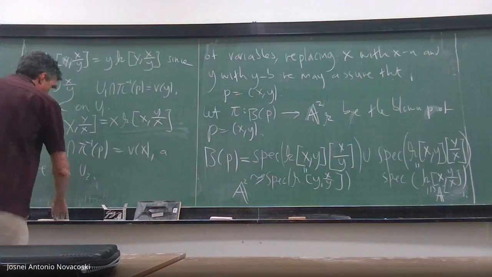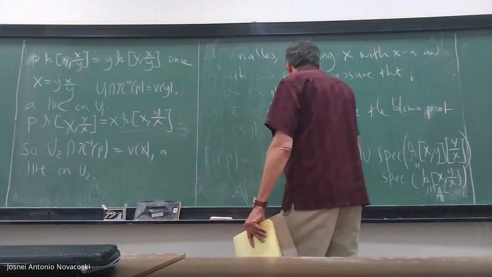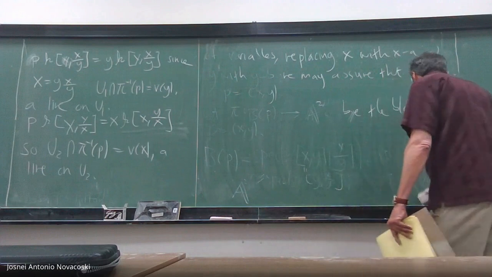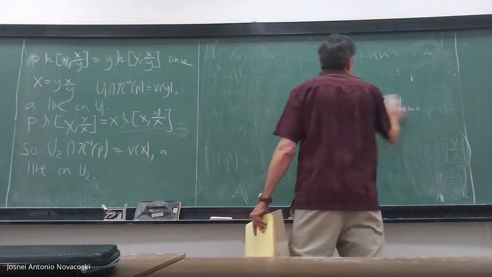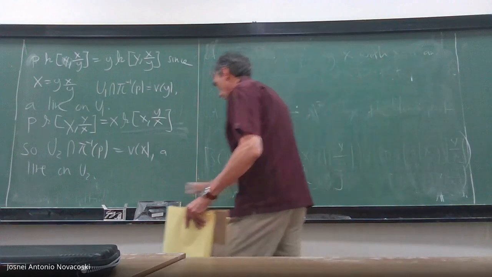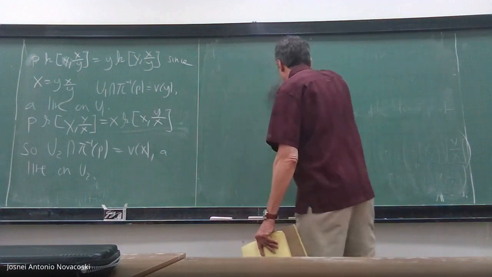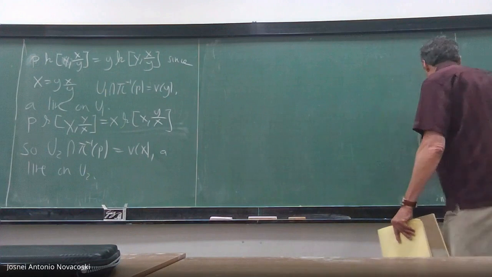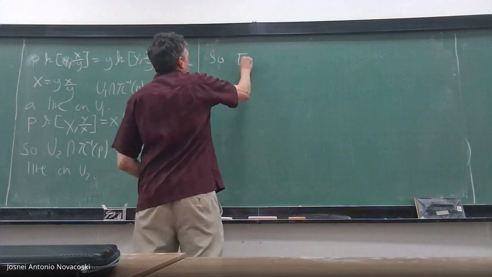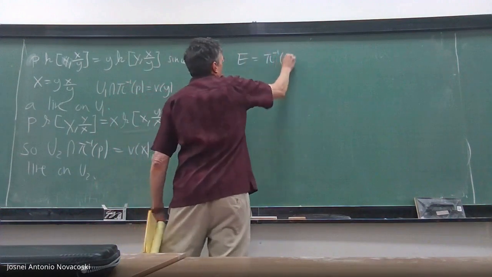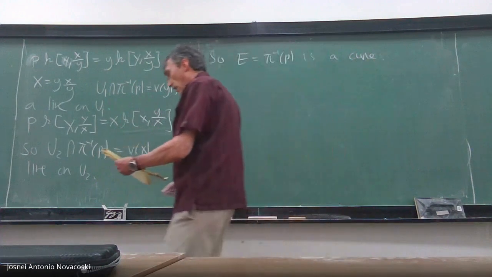And what we see from this, for instance, is that if I take the whole preimage of the maximal ideal, it's going to be a curve. Okay, so we can conclude from this that E is equal to the whole preimage of P as a curve. And in fact, we can even say what kind of a curve it is.